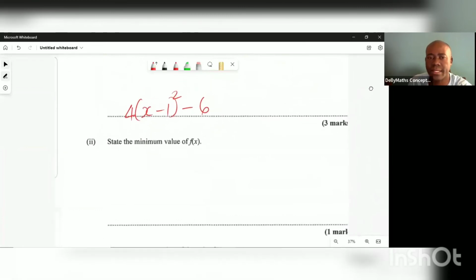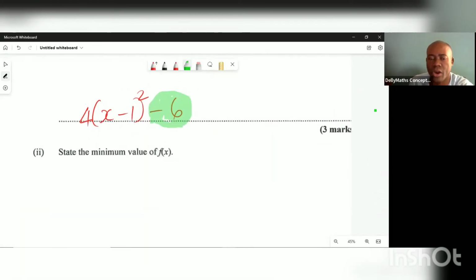So the next question says, state the minimum value of f of x. When we express our quadratic in the completed square form, then this value here is our maximum or our minimum, but in this case, it's a minimum. So we'll say that the minimum value of f of x is equal to negative 6.